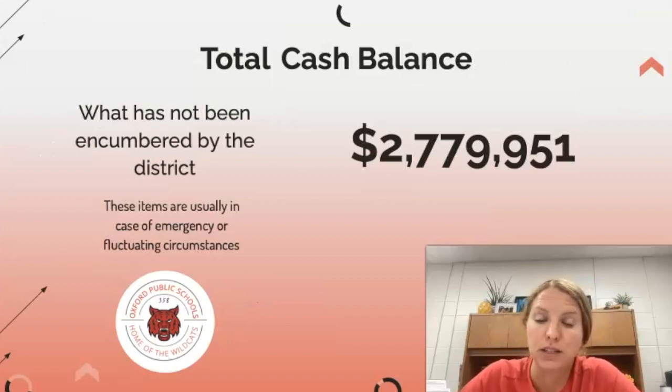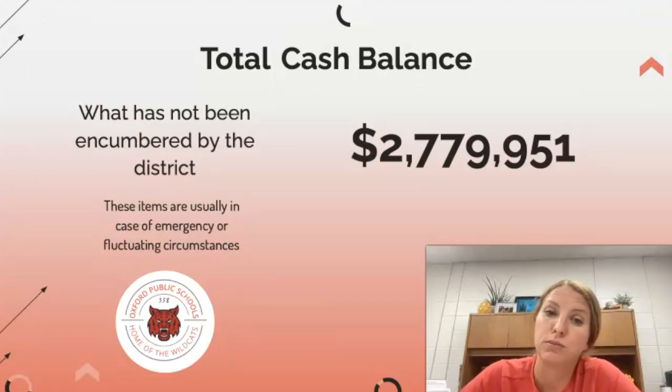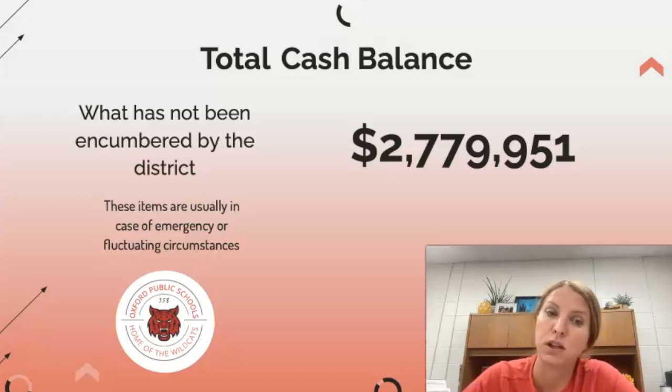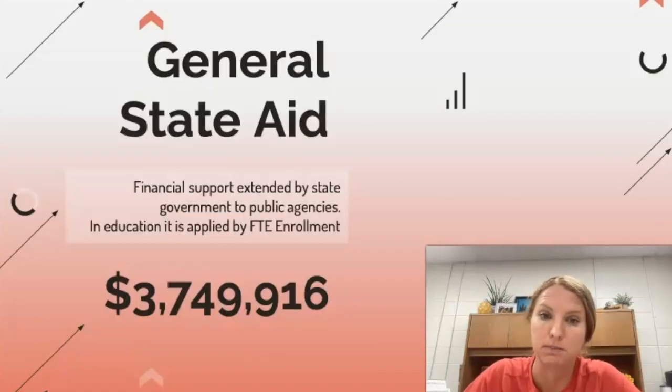The total cash balance is almost $3 million, and a cash balance is just monies that have not been encumbered. A lot of times districts will carry these cash balances because emergencies come up, or there are things that fluctuate from year to year, month to month, and it's good to have some cash balance to make sure that you can take care of those things if needed.